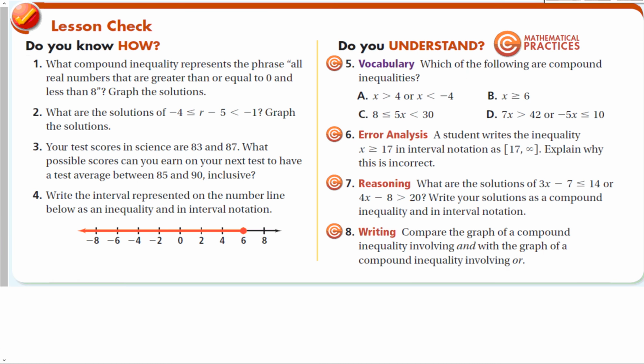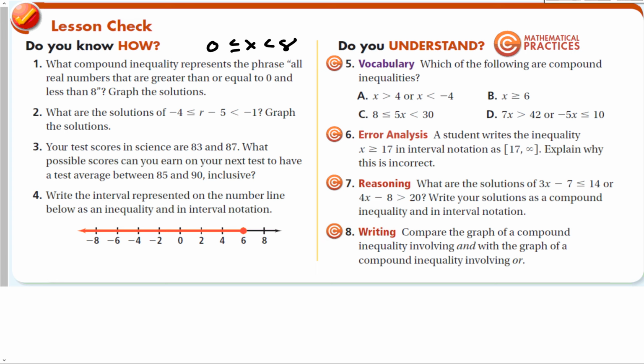All right, so let's do our lesson check. What compound inequality represents the phrase all real numbers that are greater than or equal to 0 and less than 8? That would be 0 less than or equal to x, less than 8. The graph is going to go in between 0 and 8, solid dot on 0, open circle at 8.